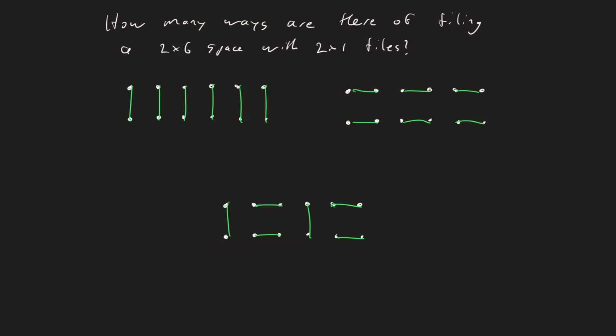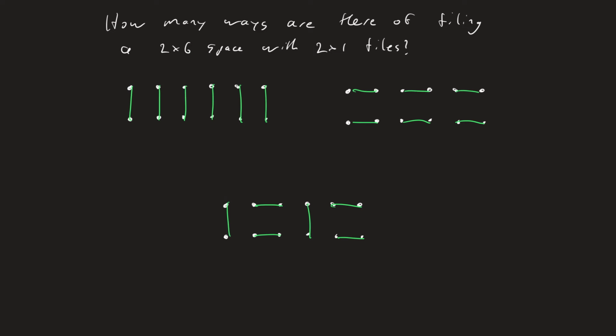Today's question asks how many ways there are of tiling a 2x6 space with 2x1 tiles. The space can be represented with 12 dots like this, and 2x1 tiles. Each tile can either go vertically or horizontally. So 3 examples of tilings are this, this and this. Notice that all squares are covered and there are no overlapping tiles.